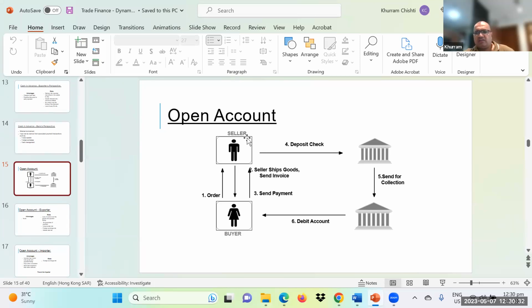So as I said, open account and cash in advance are not very common. They are only for very well-known parties who have been dealing for years and years, or whose geography is close, or people who have their agents here to collect payments like that. Okay, now let's look at benefits.